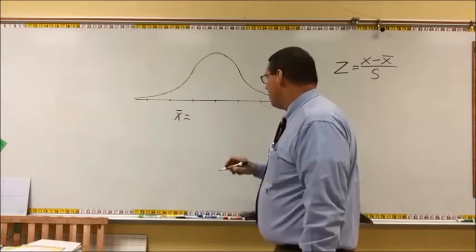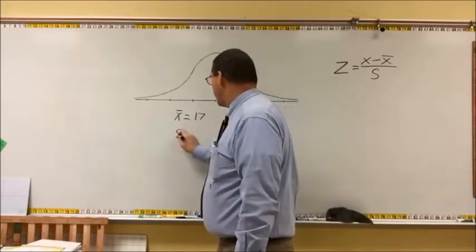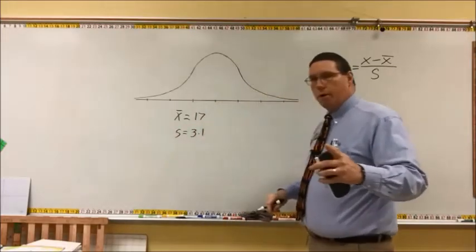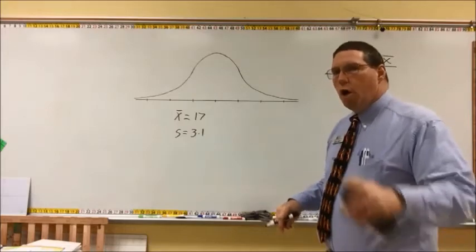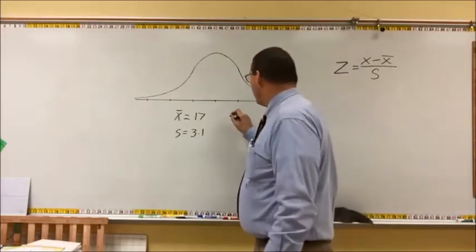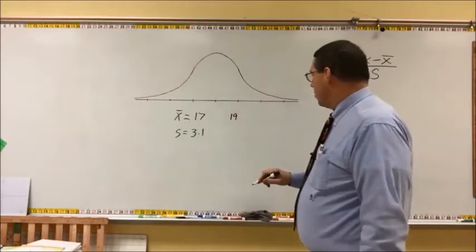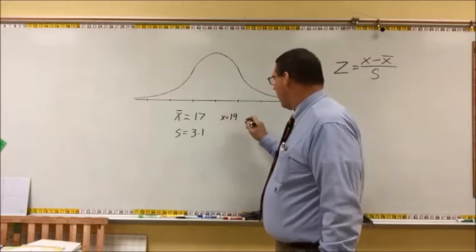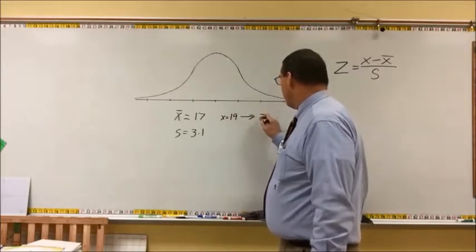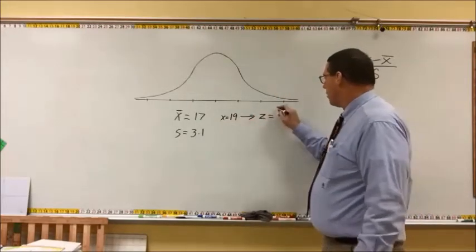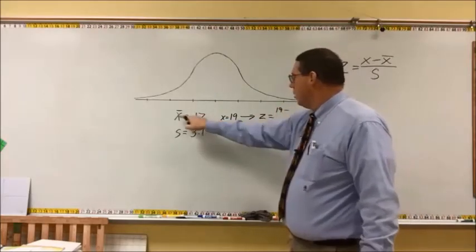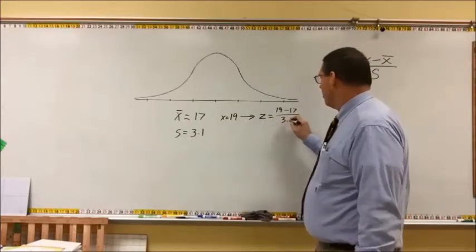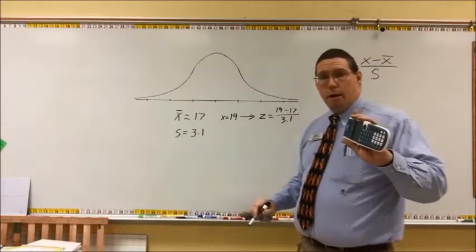a sample and its mean is 17 and the standard deviation is 3.1. And here's what I want to know. What is the z-score associated with the number 19? So x is 19, and we want to know the z-score of 19. So the formula for the z-score is x, that's 19, minus the mean, which is 17, divided by the standard deviation, which is 3.1. So in my calculator, I'm going to calculate this.